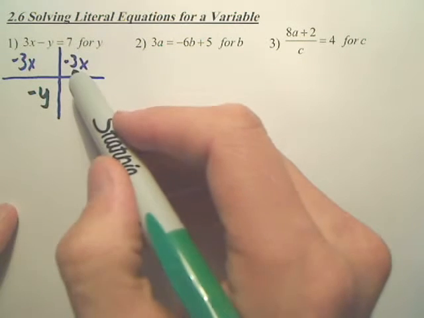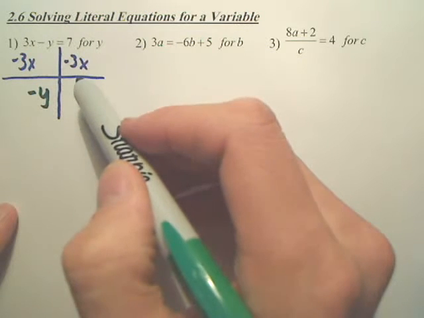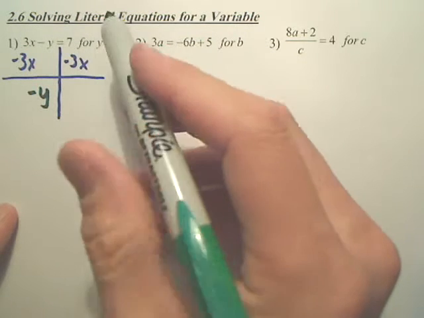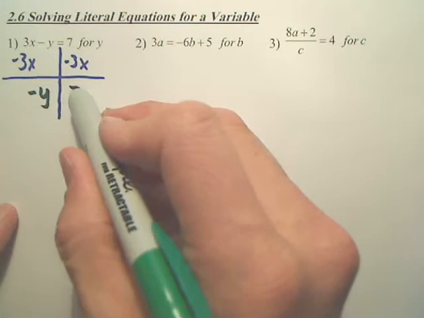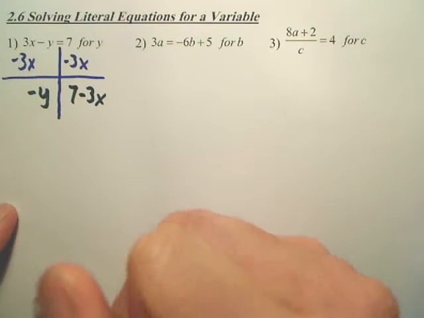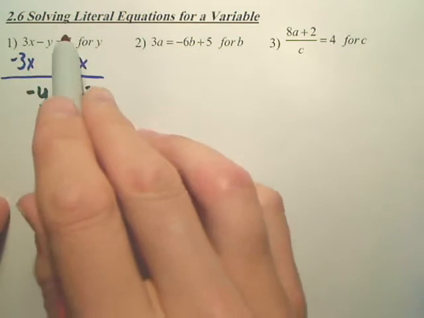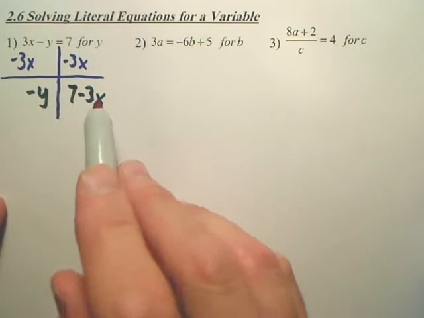Now, when I minus 3x from both sides, this cancels, leaving me just negative y. Can I combine 7 and negative 3x? No. You cannot combine these. They're different terms. They're not like terms. So we just write them next to each other: 7 minus 3x. Again, I minus the 3x over. I cannot combine, so there we go.